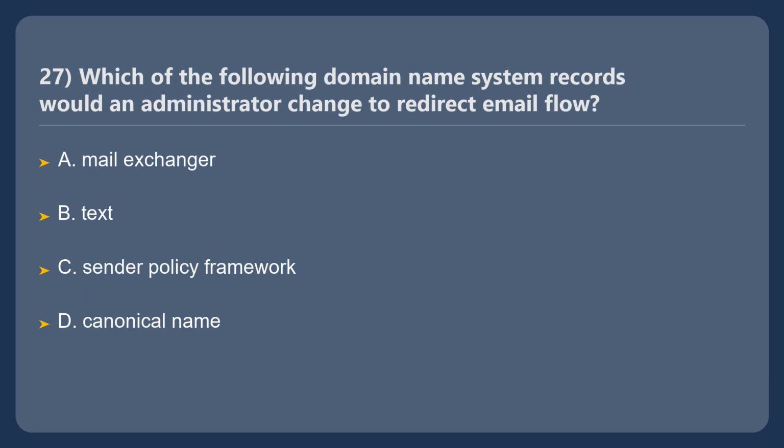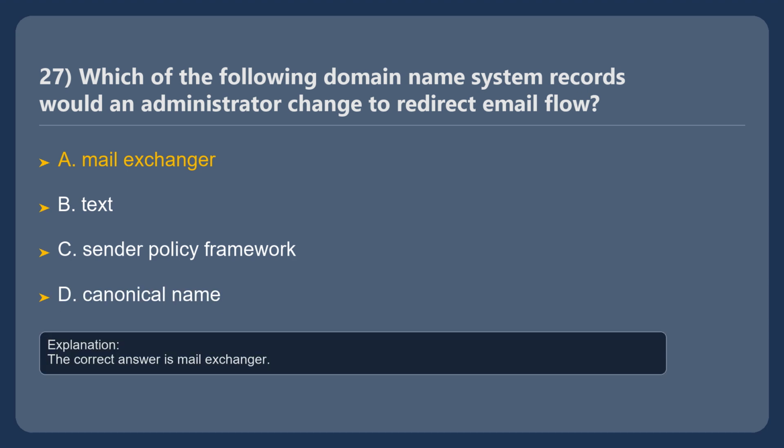Question 27. Which of the following domain name system records would an administrator change to redirect email flow? Option A, mail exchanger. Option B, text. Option C, sender policy framework. Option D, canonical name. The correct answer is option A, mail exchanger.